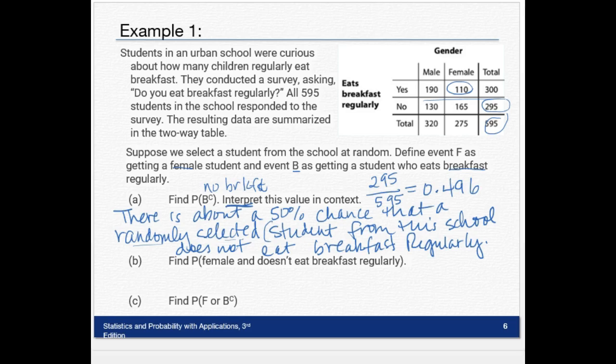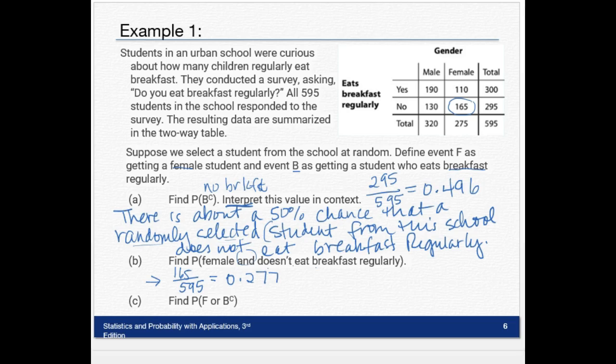All right, part B. Find the probability that they're female and they don't eat breakfast regularly. So I look at females, and they say no to breakfast. So it's 165 out of 595, which as a decimal is 0.277. Okay? Make sure, by the way, you make your fractions like this. Don't make a slanty line for your fraction.